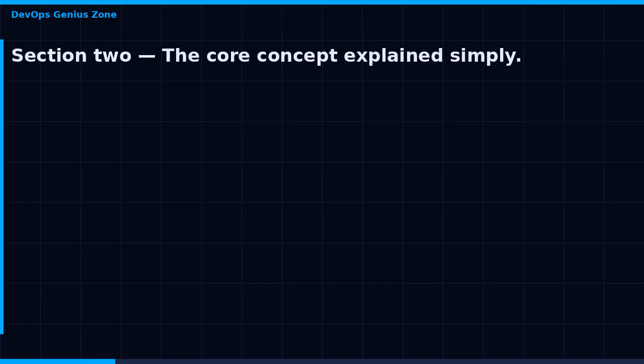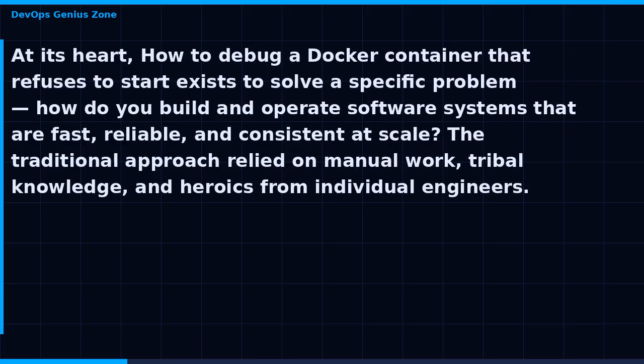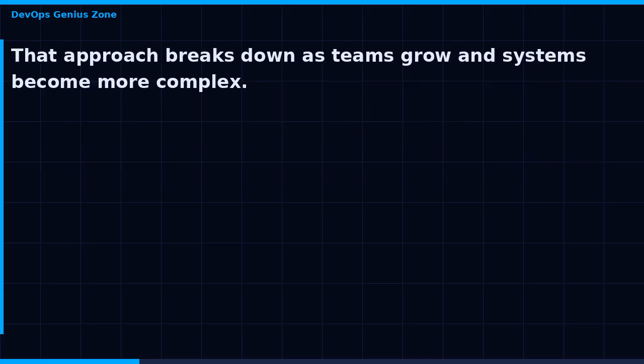Section 2: The core concept explained simply. At its heart, how to debug a Docker container that refuses to start exists to solve a specific problem. How do you build and operate software systems that are fast, reliable, and consistent at scale? The traditional approach relied on manual work, tribal knowledge, and heroics from individual engineers. That approach breaks down as teams grow and systems become more complex.